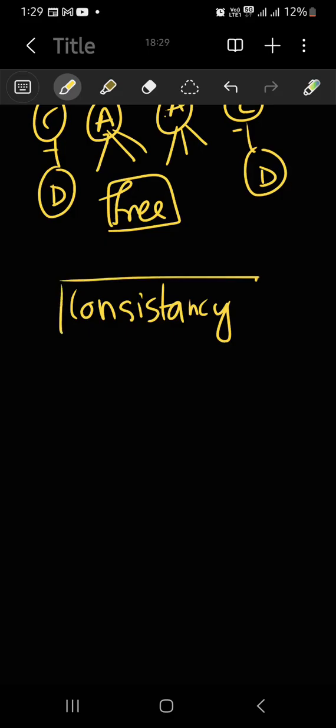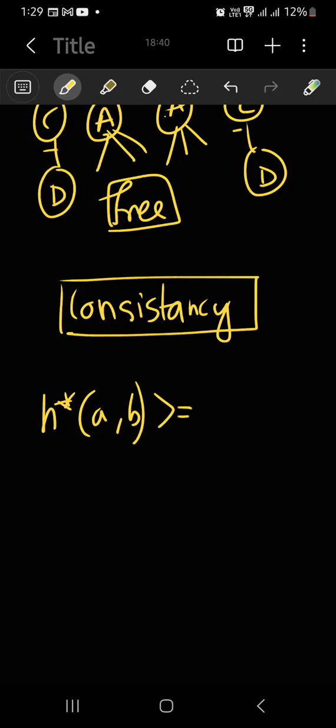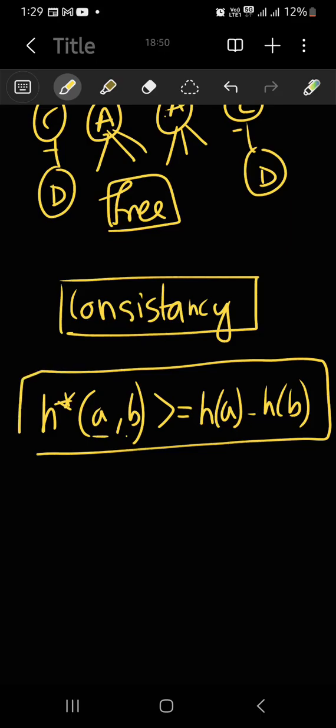Let's recall the formula of consistency once again, because you might have forgotten, but still I won't be taking any risk. So what is the formula of consistency? The actual distance between any two vertices, let's say A and B, should be greater than or equal to the difference in heuristic values of the two vertices. That is, H of A minus H of B. So this is the simplest formula for consistency. Okay, so this is basically a quick recall of what we have studied.